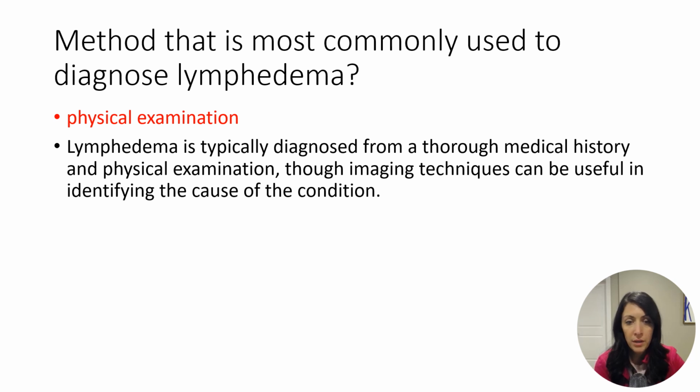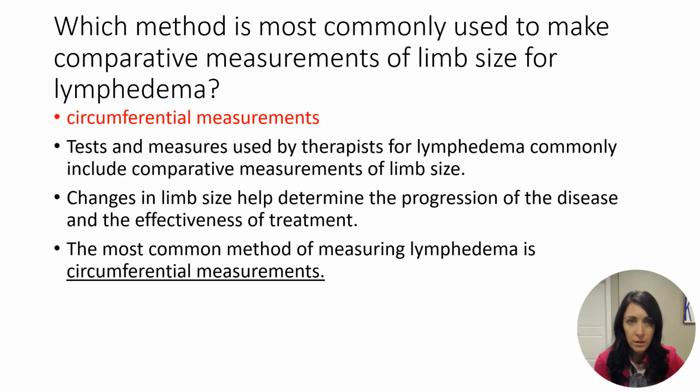What method is the most commonly used to diagnose lymphedema? That would just be a physical examination. It's typically diagnosed through thorough medical history and a physical examination, though imaging techniques can be used to identify the cause of the condition. Now, which method is most commonly used to compare measurements of limb size for lymphedema? That would be circumferential measurements. You can compare these measurements to the contralateral side and look for changes in limb size, which can help determine the progression of the disease or the effectiveness of the treatment.